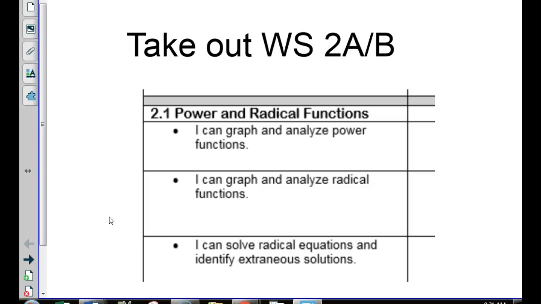This is really just kind of graph analysis. We're going to talk about graphing a power or radical function, and then you're going to have to state all of the graph analysis stuff about it. Okay? You get to use calculators. You definitely need a graphing calculator right now.